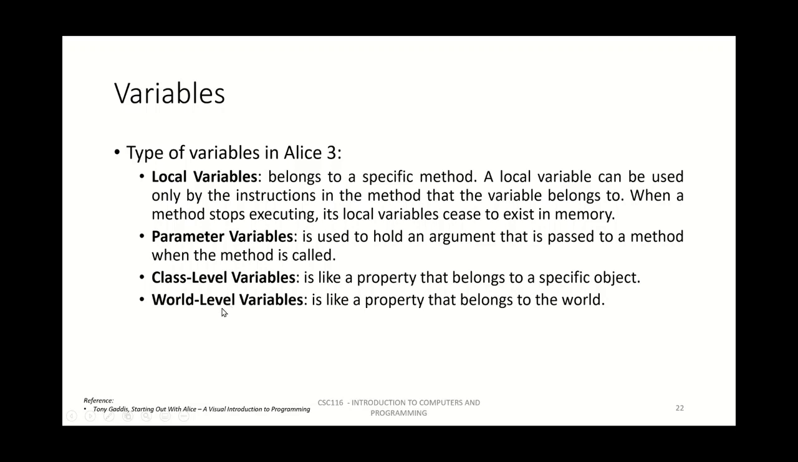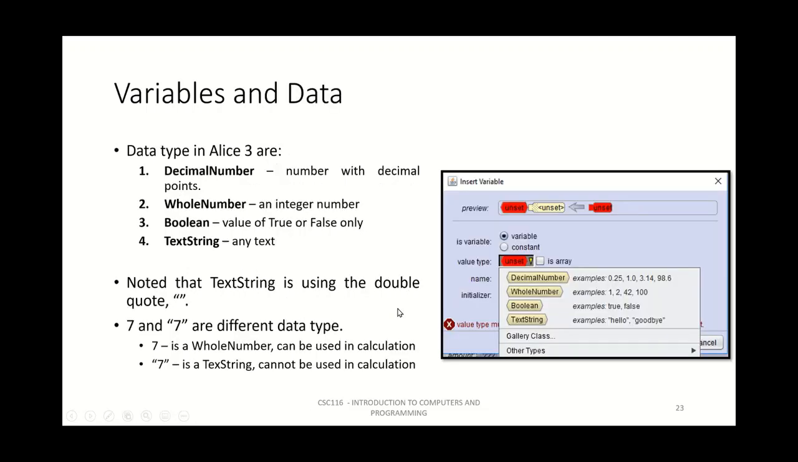And the last one is the world level variable. A world level variable is actually a property that belongs to the world or the scene that we already inserted into our programming in LS. So we also can change the property of this world or scene.